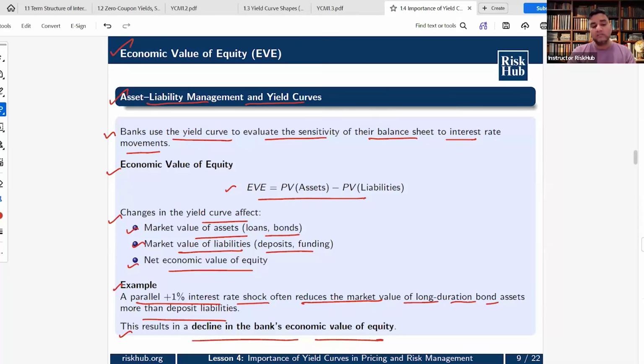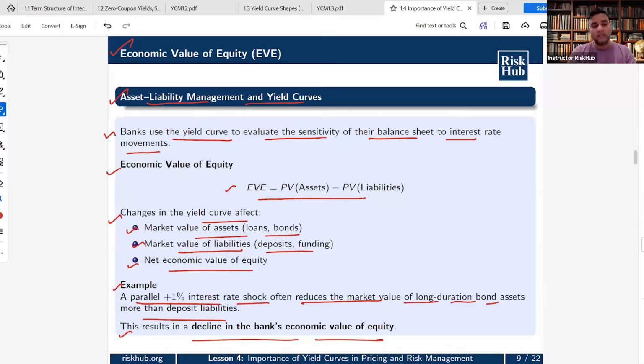The slide basically notes that a curve change moves the value of assets and the value of liabilities, and the difference between them. The slide example: a parallel 1% rise in rates usually cuts the value of the long duration bond asset by more than it cuts the value of deposit liabilities. So EVE, economic value of equity, falls.